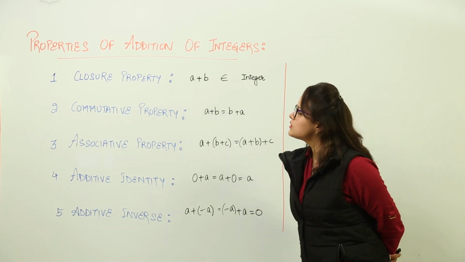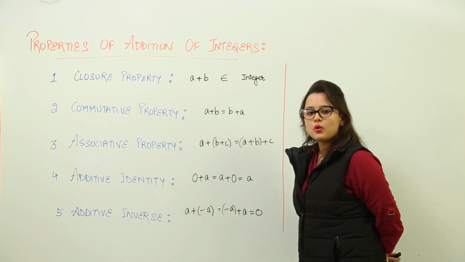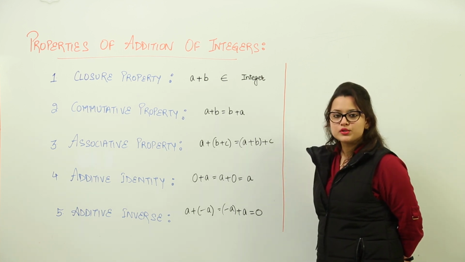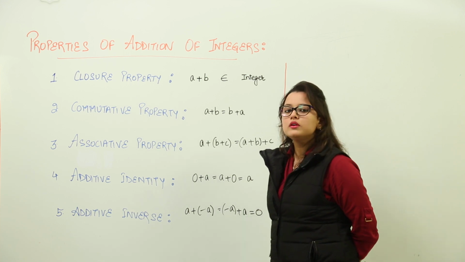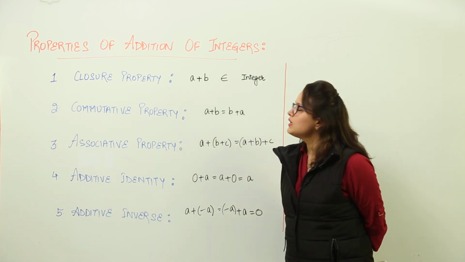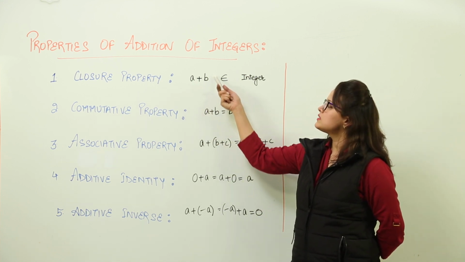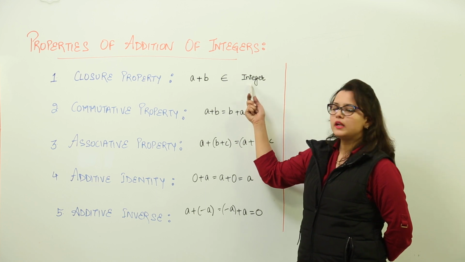Properties of addition of integers. Now let us discuss what are the properties while you are doing addition of two integers, two or more integers also. So the first property is the closure property, which says that if you are adding any two integers, your sum will belong to the integers.